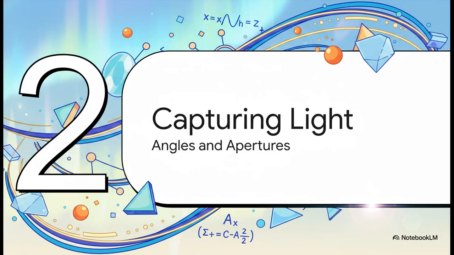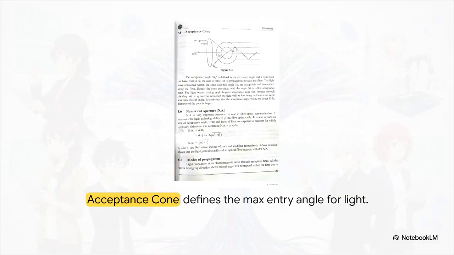Moving right along to section 2, the math of capturing light. We're looking at angles and apertures. So, to get light to bounce perfectly inside the fiber, you actually have to inject it perfectly from the start.